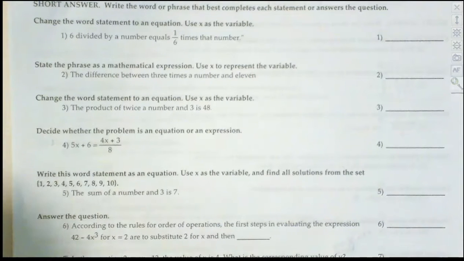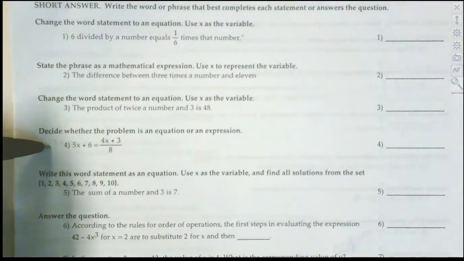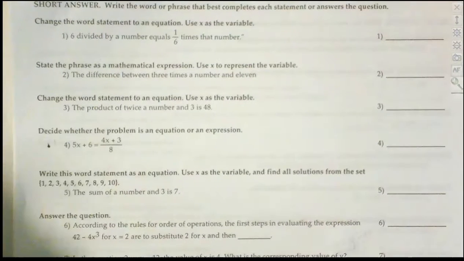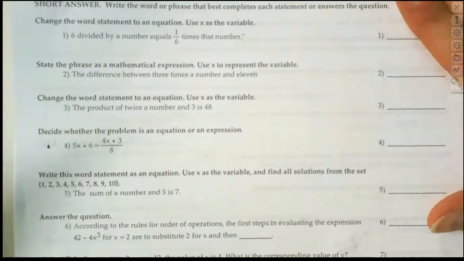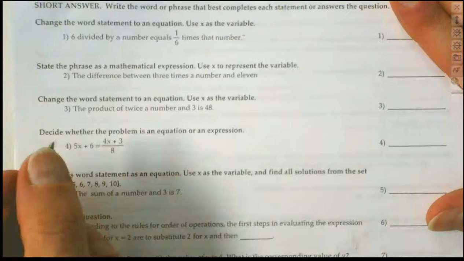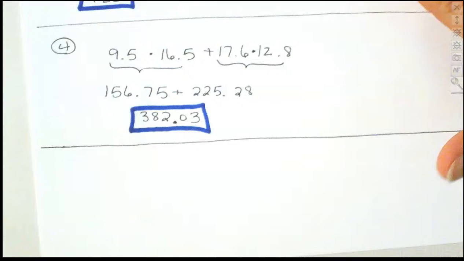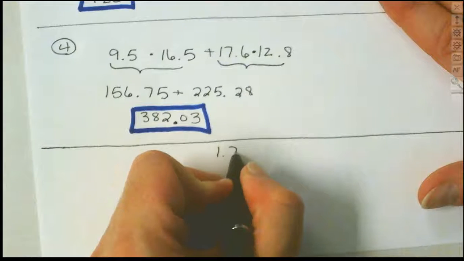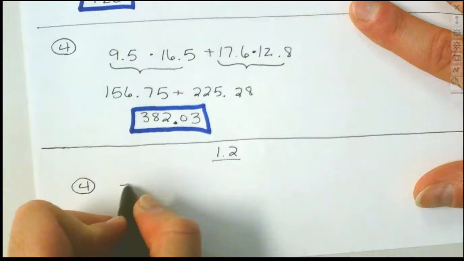Okay. So when we look at this one, it has an equal sign. So what is it now? It's going to be an equation. And that's all we needed to do. So for question 4, all we need to write down here is the fact that it's an equation. So question 4, 1.2, because of the equal sign, it's going to be an equation.